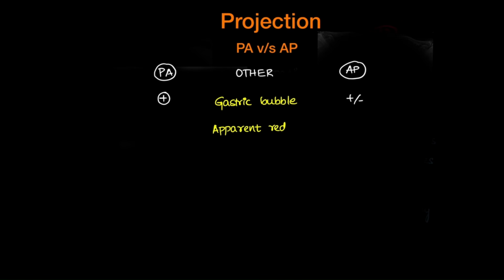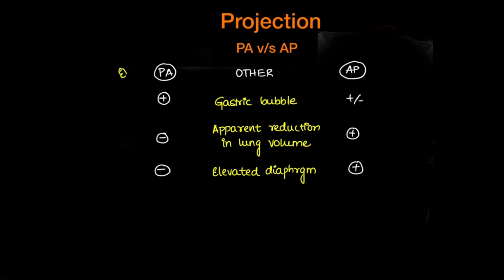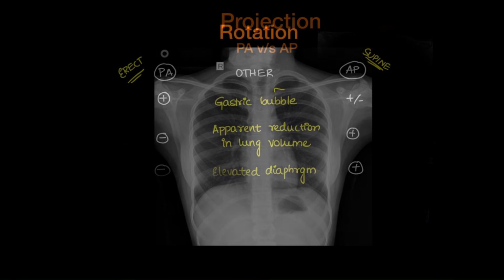Other differences which may be present in PA and AP view: the gastric bubble or the fundic gastric bubble is well seen in PA view and may or may not be seen in AP view. Apparent reduction in lung volume can be seen in AP view, and elevated hemidiaphragm or elevated diaphragm as such can be seen in AP view. These differences are because the patient is erect in PA view and usually supine in AP view.